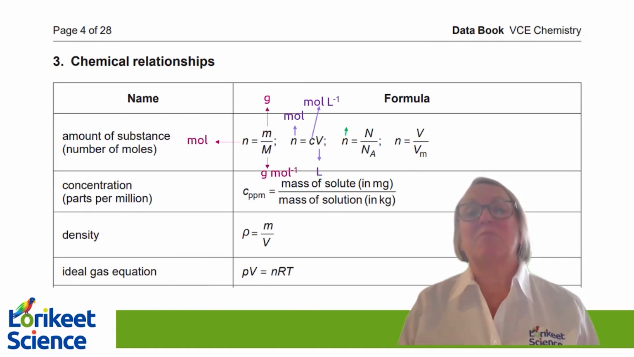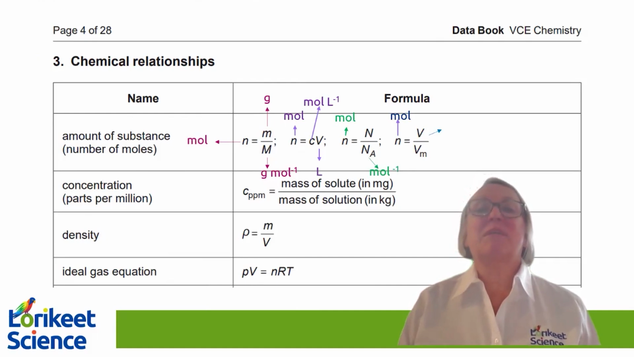N stands for number of mole once again. Number of particles, capital N, doesn't have a unit, it's just a number. But Avogadro's constant, the units are per mole. Small n, once again, means mole. V, just like with gases and liquids, is litres. Molar volume is in litres per mole. The concentration units are already given in the second expression.